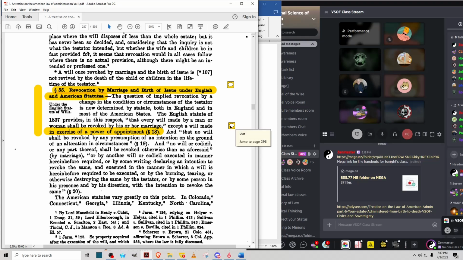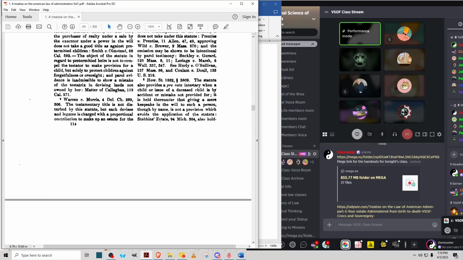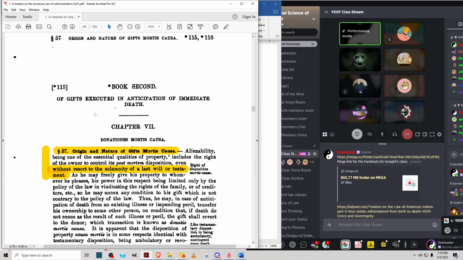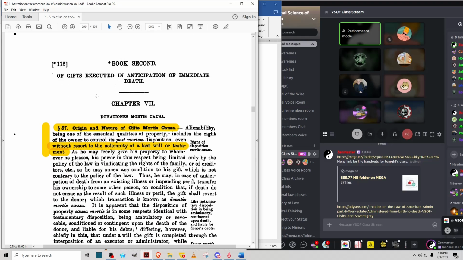So, okay, now I'm going to jump all the way down to page 296. You guys want to follow me down here? Okay, so now we're on to another chapter. This is chapter 7, Origin and Nature of Gifts of Mortis Causa. Alienability, being one of the essential qualities of property, includes the right of the owner to control its post-mortem disposition, even without resort to the solemnity of a last will and testament.